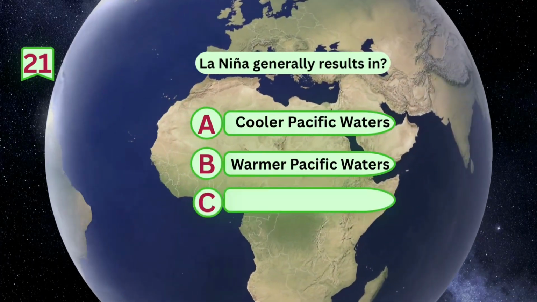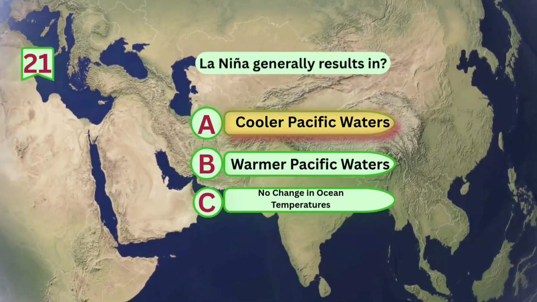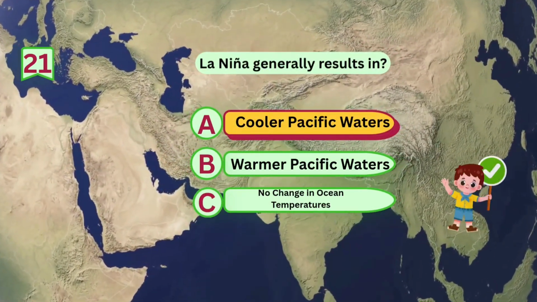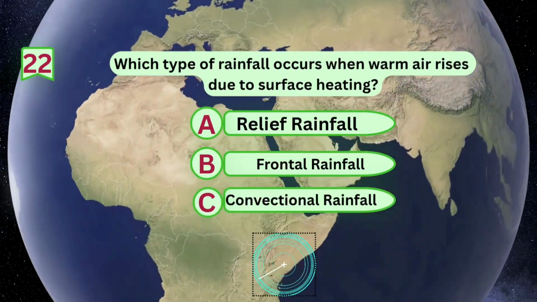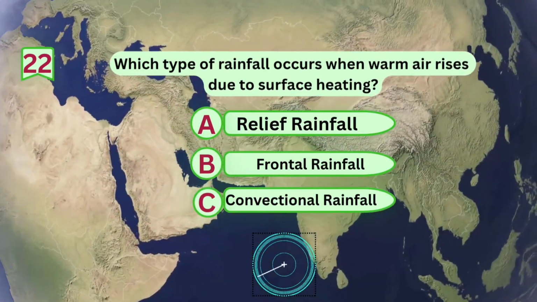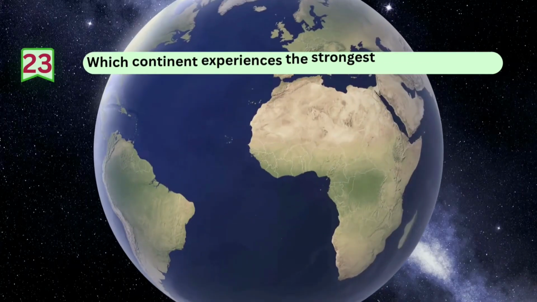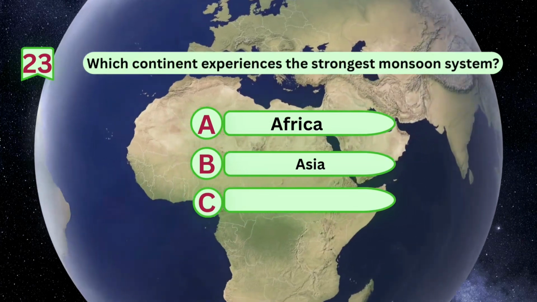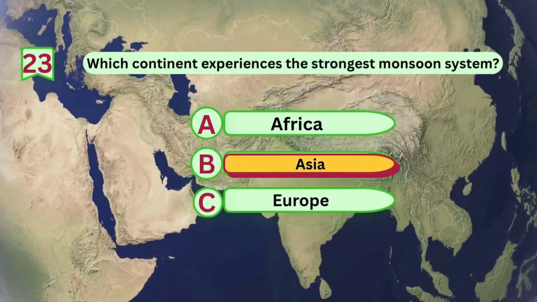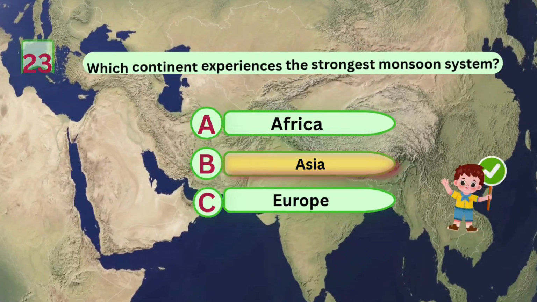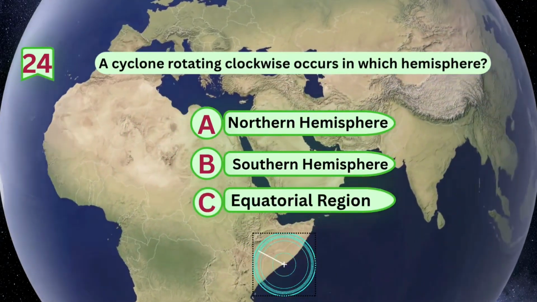La Niña generally results in... Which type of rainfall occurs when warm air rises due to surface heating? Which continent experiences the strongest monsoon system? The cyclone rotating clockwise occurs in which hemisphere?